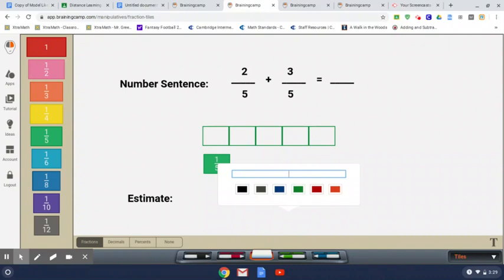So I know that 2/5, well, here is the halfway mark. So it's about 2.5 to get to the halfway mark of my candy bar here. So 2/5 is about a half.